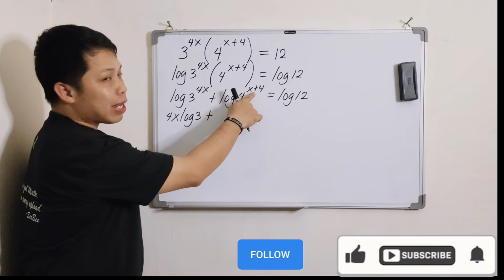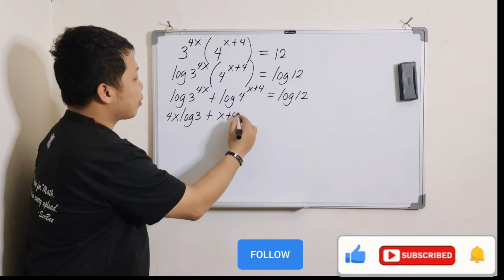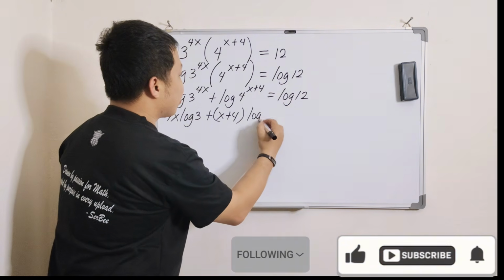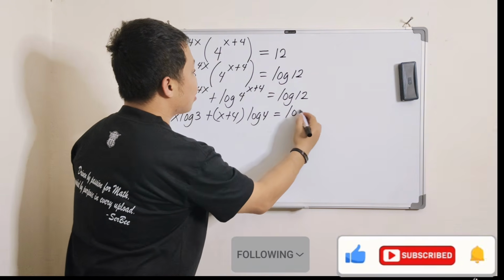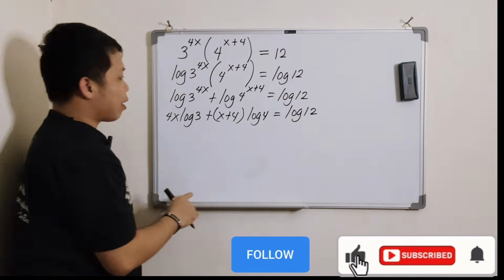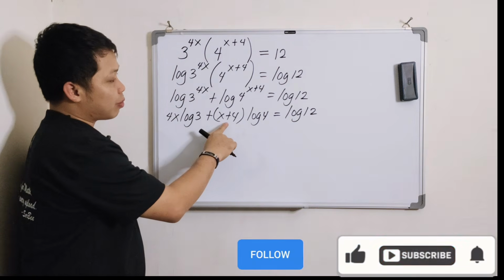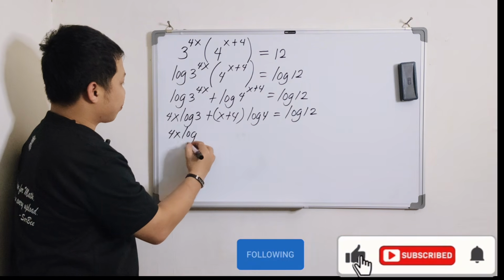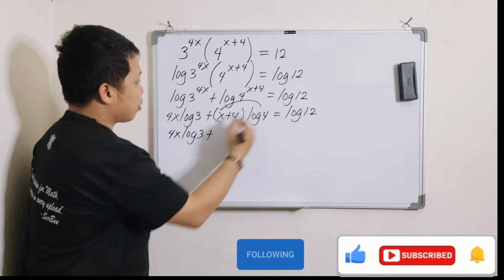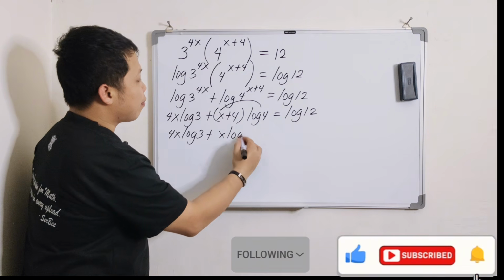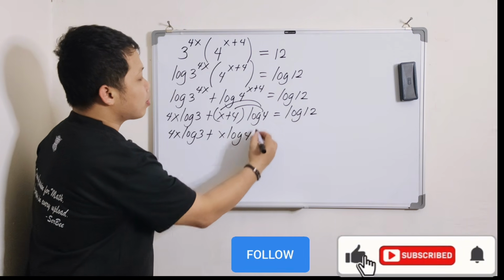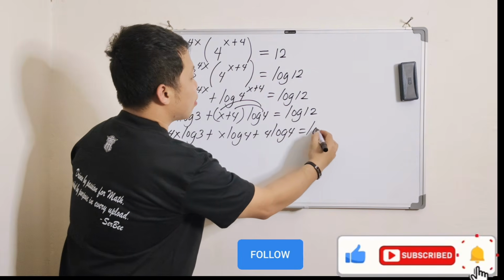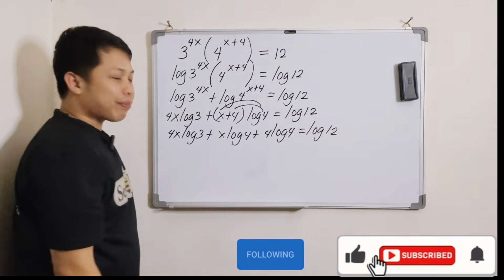Plus, bring down x plus 4 and multiply it by the logarithm of 4 equals logarithm of 12. Now, we need to distribute x plus 4 to the logarithm of 4. x logarithm of 4 plus 4 logarithm of 4 equals logarithm of 12.